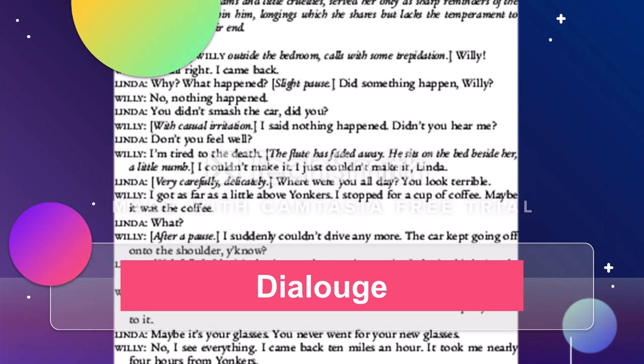Colons can also be used to indicate dialogue in a play or a screenplay. Each character's name is placed in front of the words that they speak, and the colon separates the name from the words. In this excerpt from Death of a Salesman by Arthur Miller, the character Willie says, "No, nothing happened." This is indicated by using a colon. Willie: No, nothing happened. The character Linda also says, "Don't you feel well?" And this is indicated by writing Linda: Don't you feel well?